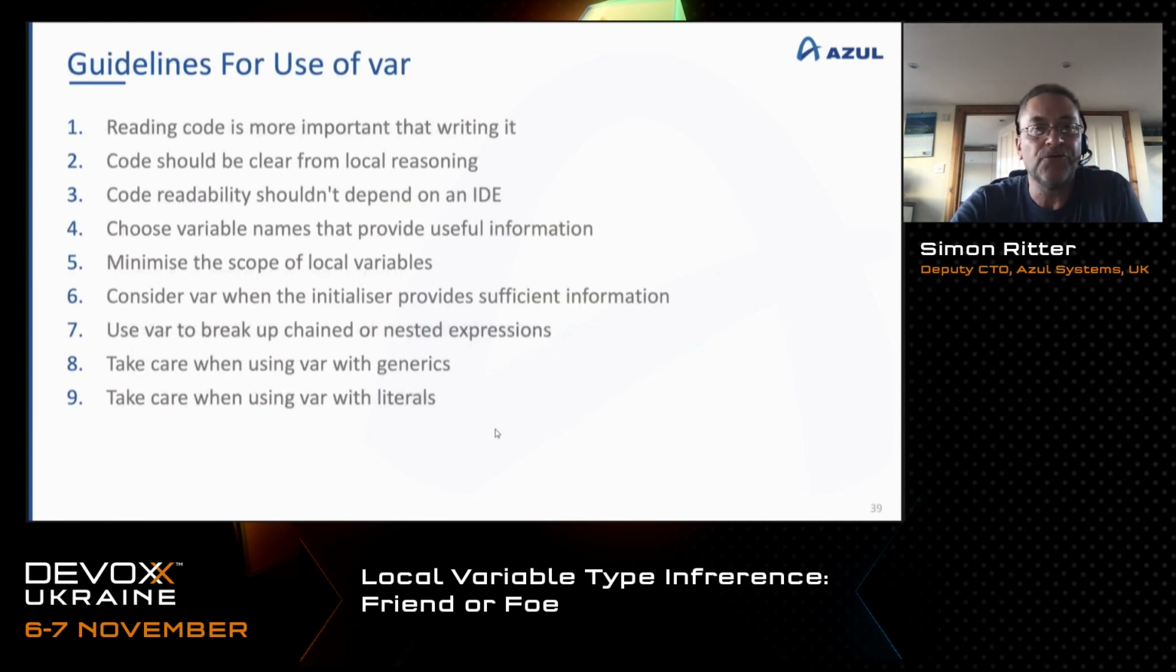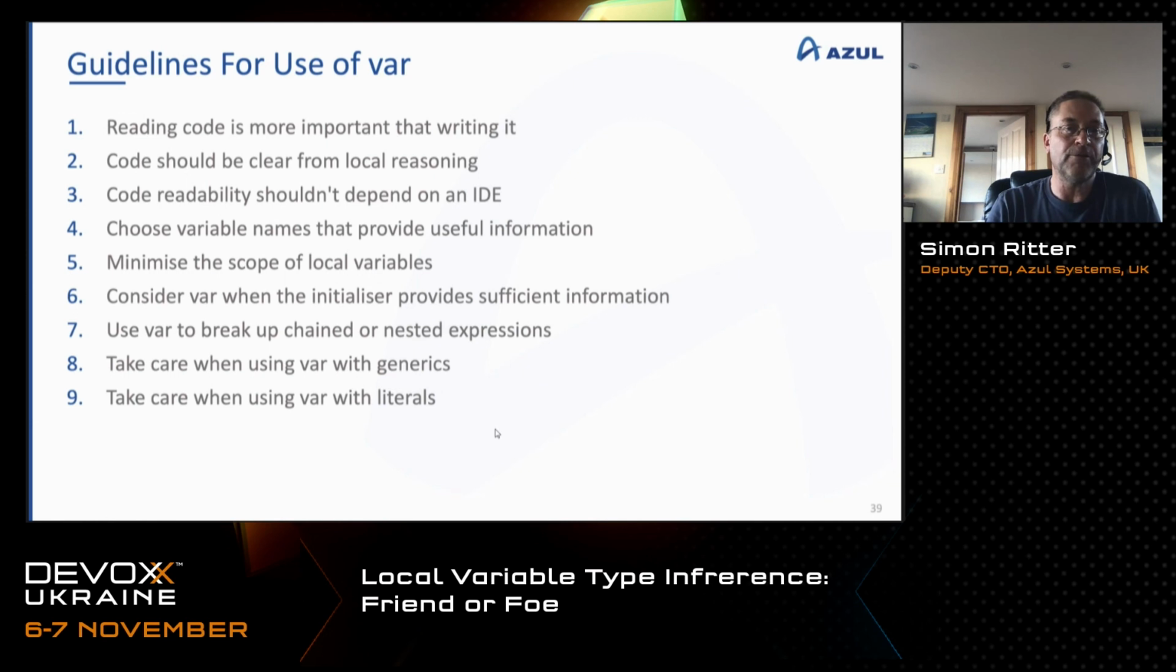Okay, just to finish off then, guidelines for the use of var. Reading code is more important than writing it. So use var where it makes sense in terms of, can you see what's going on? Is it obvious what the types are? Code should be clear from local reasoning. You shouldn't depend on the IDE to be able to find out the type of a variable. Choose variable names that give you useful information. That's just a given anyway. You should be doing that.